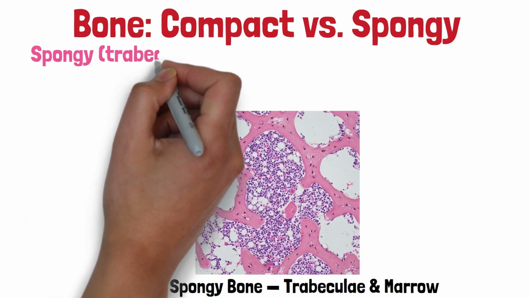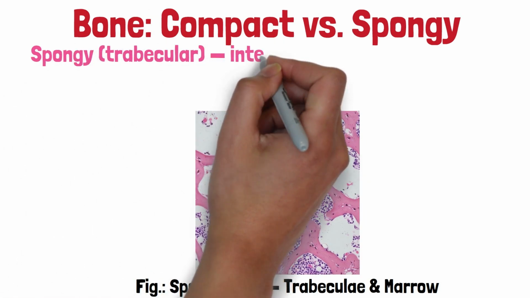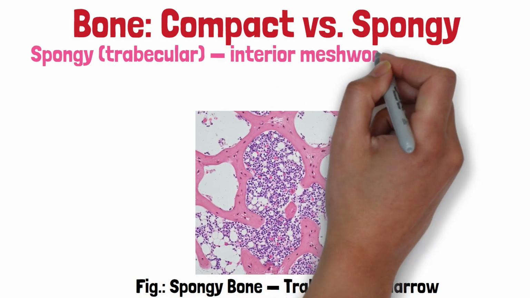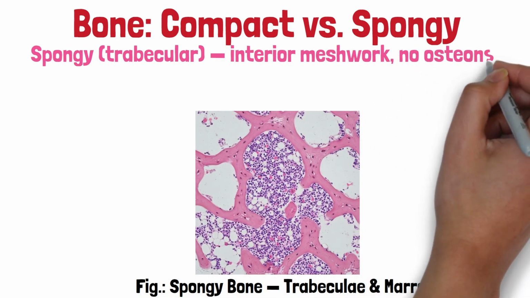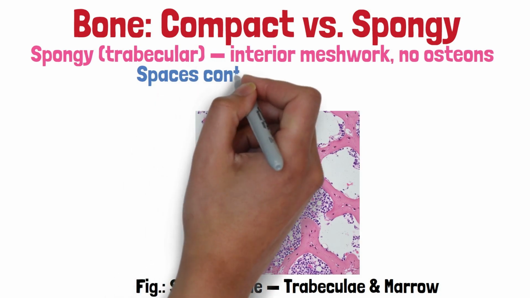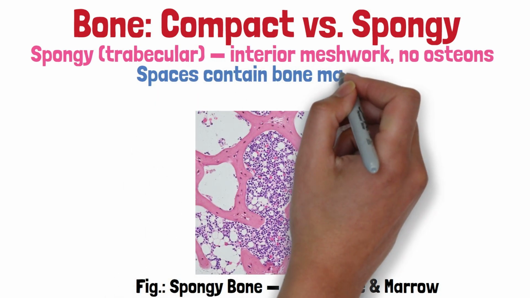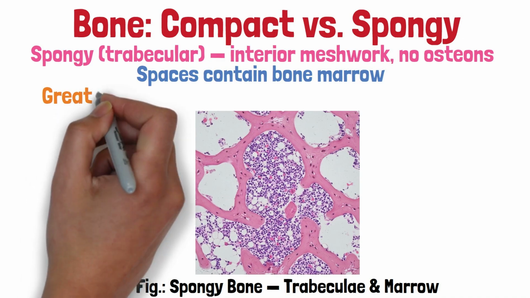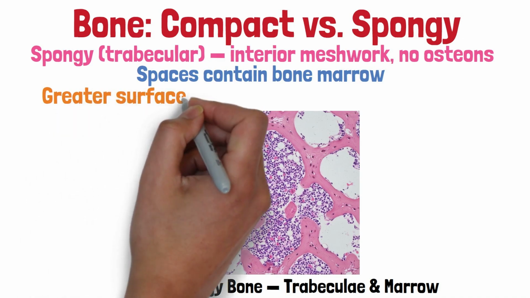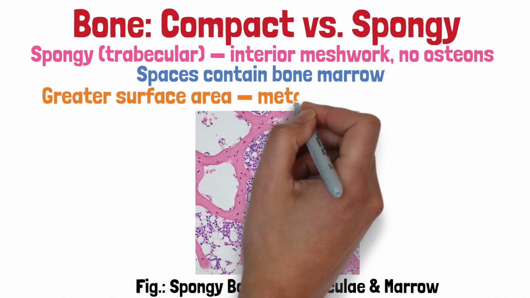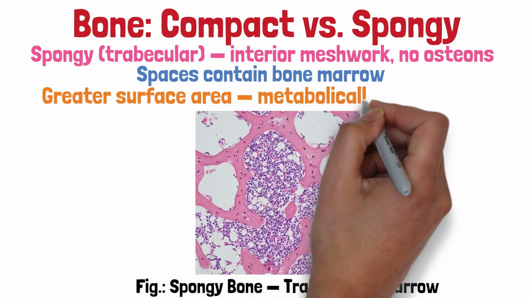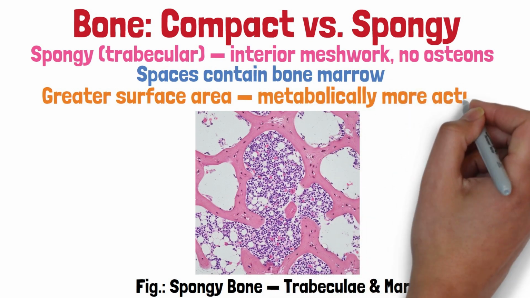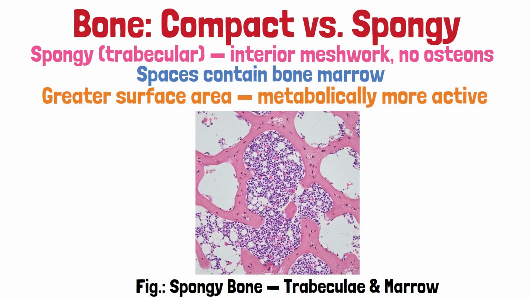Spongy or trabecular bone is the interior meshwork. No osteons here at all, just interconnected trabeculae. The spaces between those trabeculae are where bone marrow lives. And because of that open structure, spongy bone has far more surface area than compact bone, which is exactly why it's the more metabolically active of the two. It's where most of the remodeling actually happens.